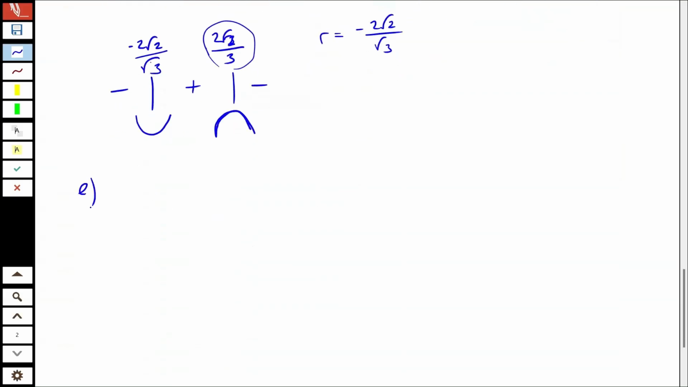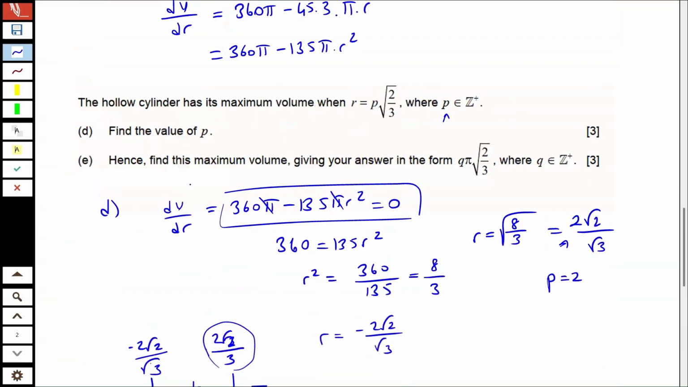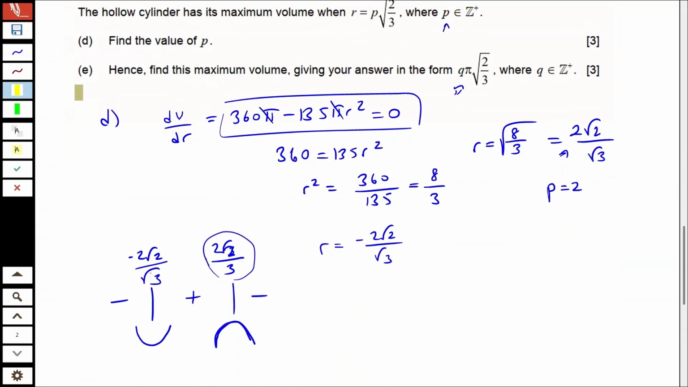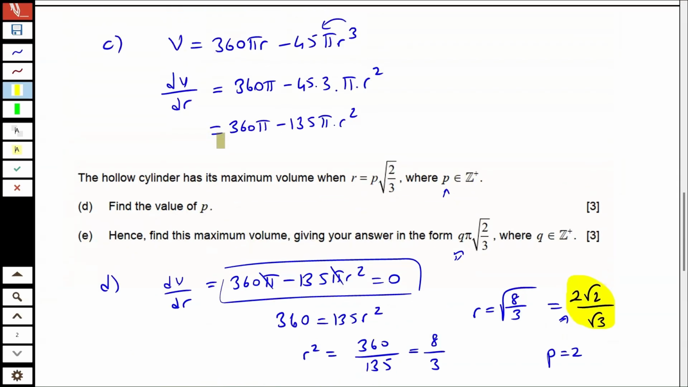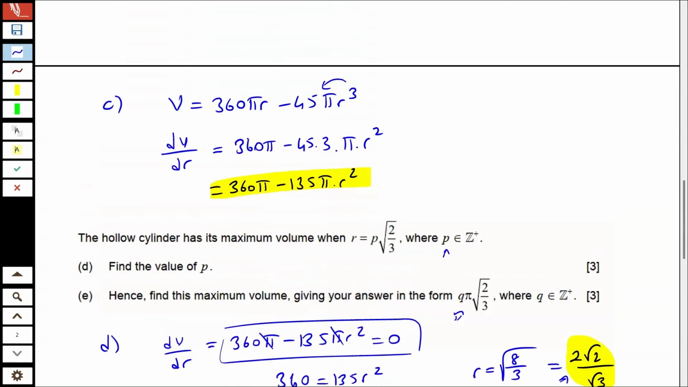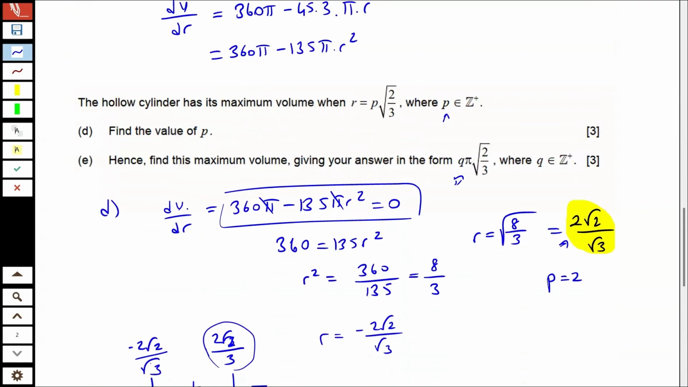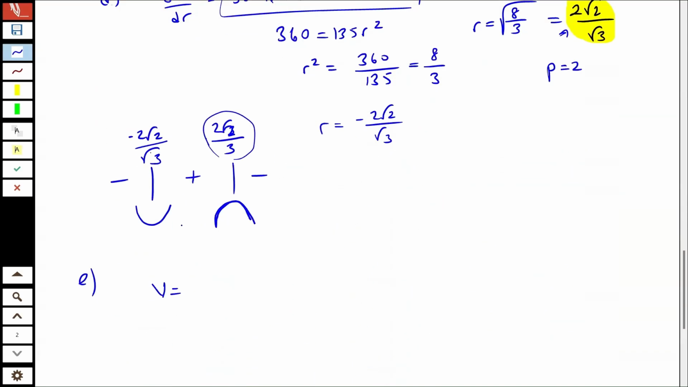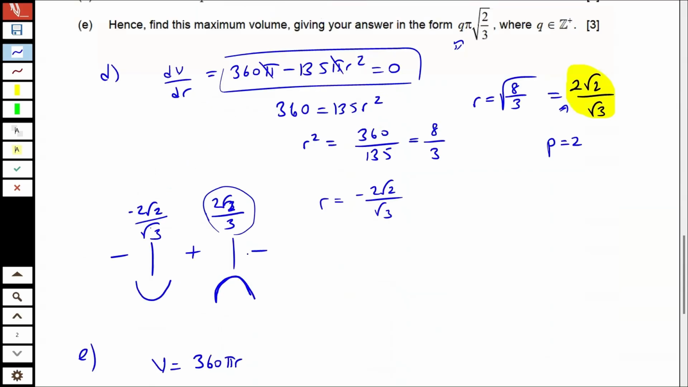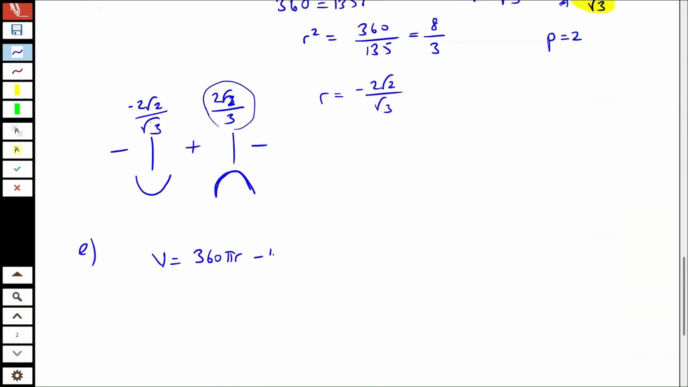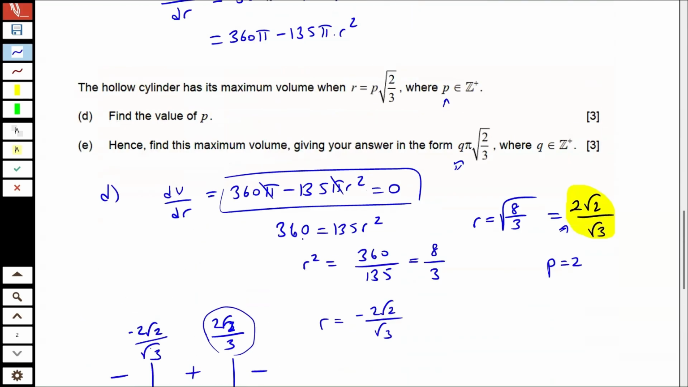At question A, it's asking us to find this maximum volume, giving your answer in the form like this. So we will just use this value, which we found in the previous question, for r in the expression of the volume. Not this one, this is the derivative of the volume. I mean this volume equation. It is 360 pi r minus 45 pi r to the third power.